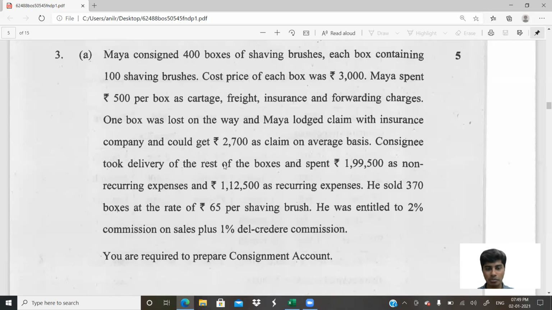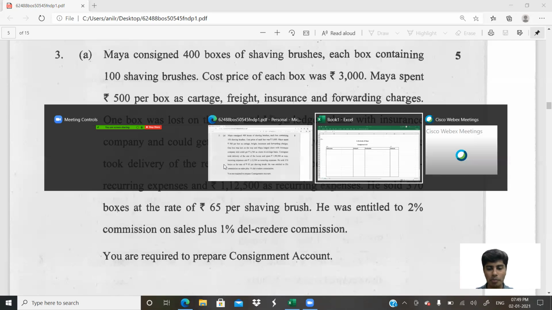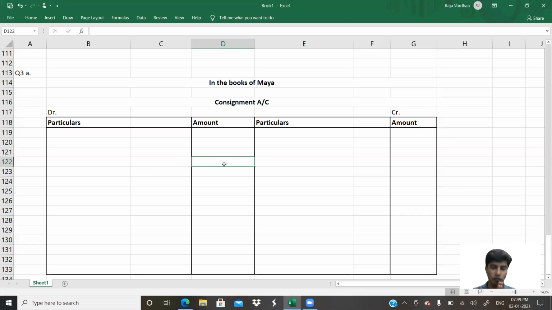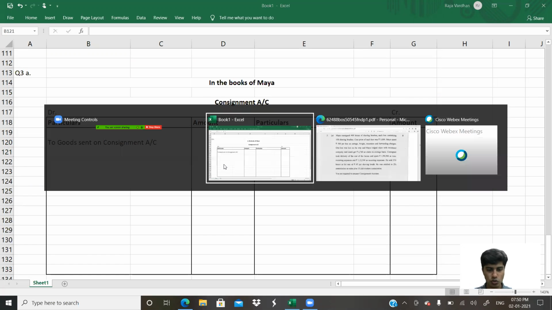Goods sent on consignment. In the consignment account, it will come on the debit side because that is increasing the value of consignment. Whenever goods are sent on consignment, consignment is an asset increasing. So consignment account should be debited and the credit should be given to goods sent on consignment account. Perfect. This would be the case.